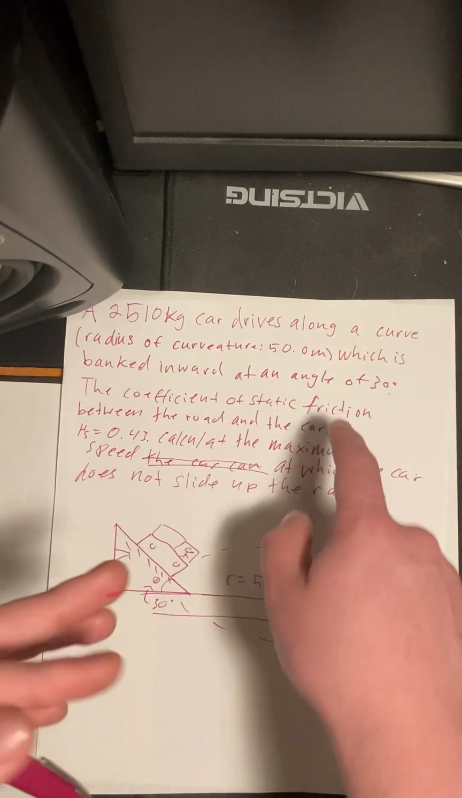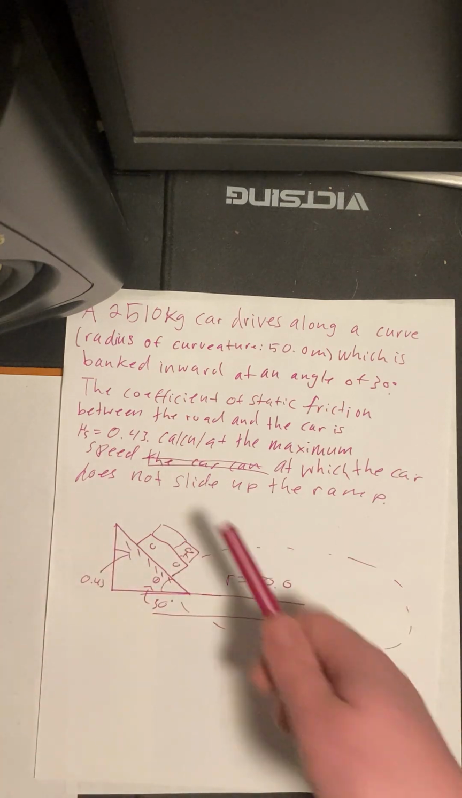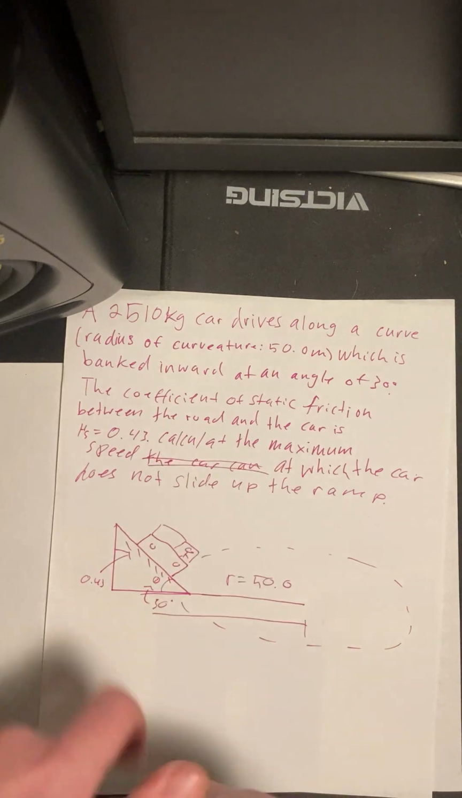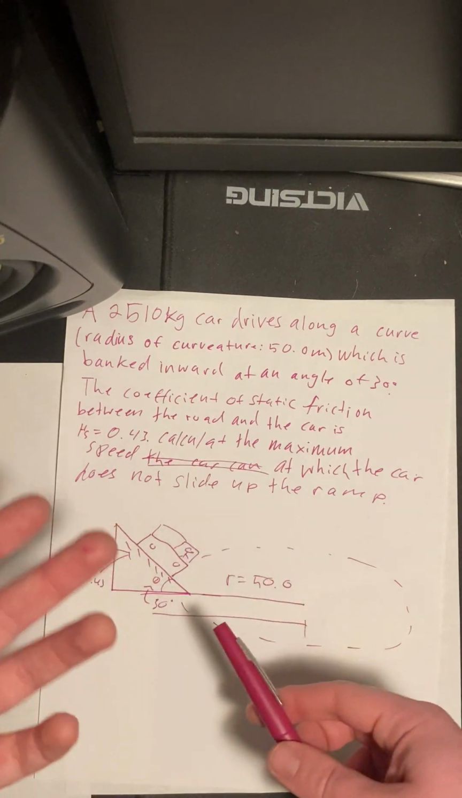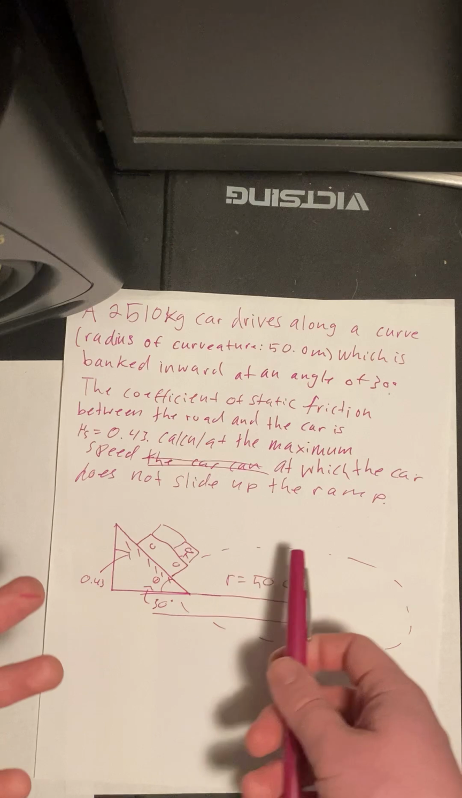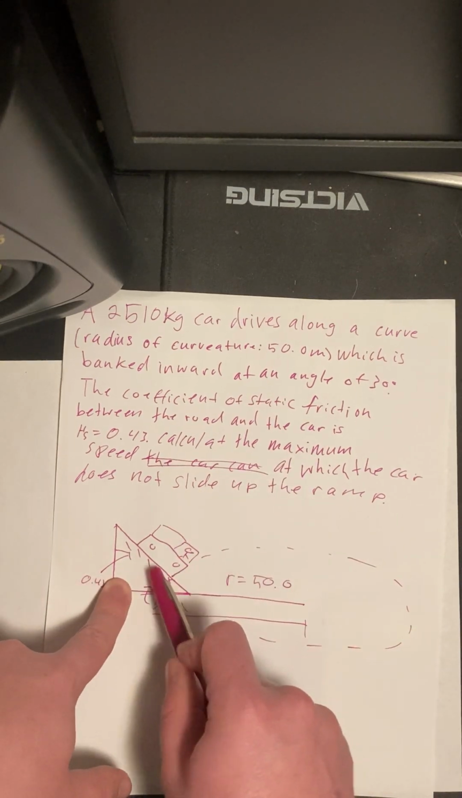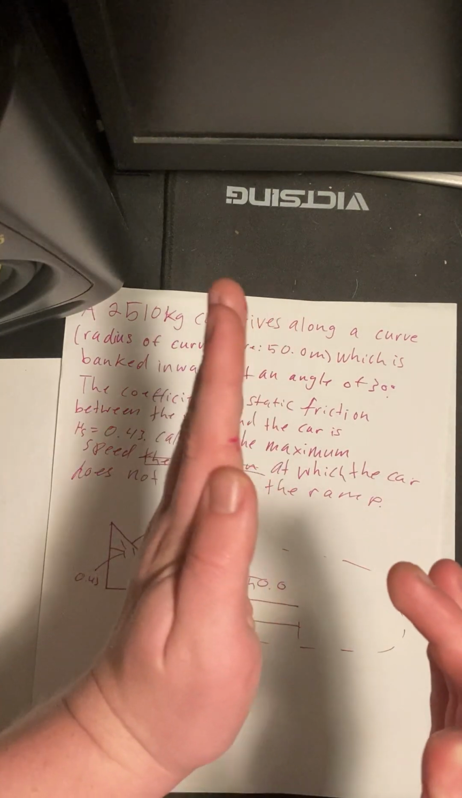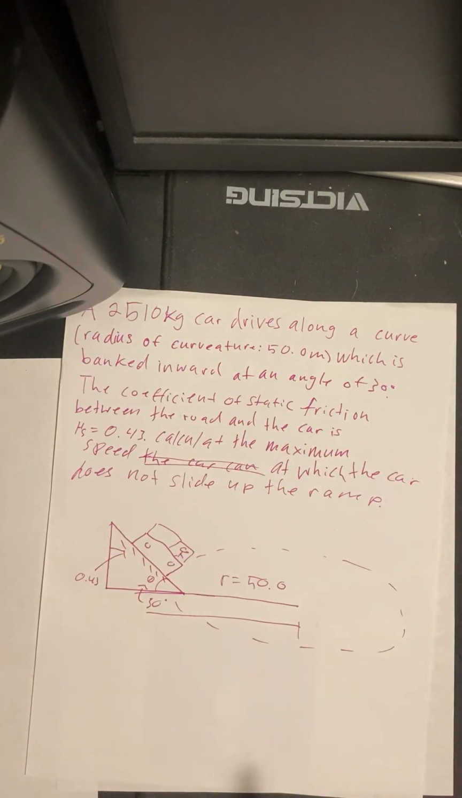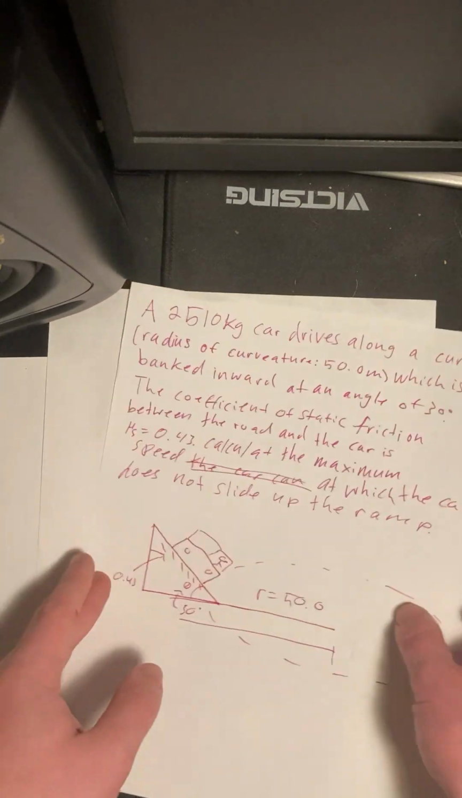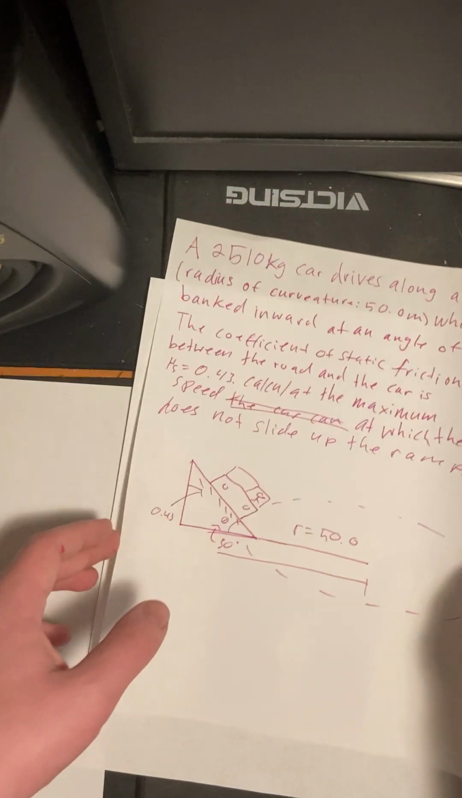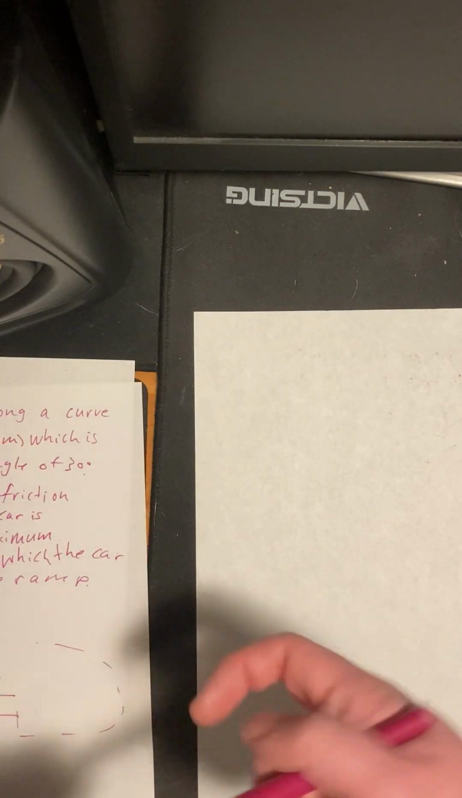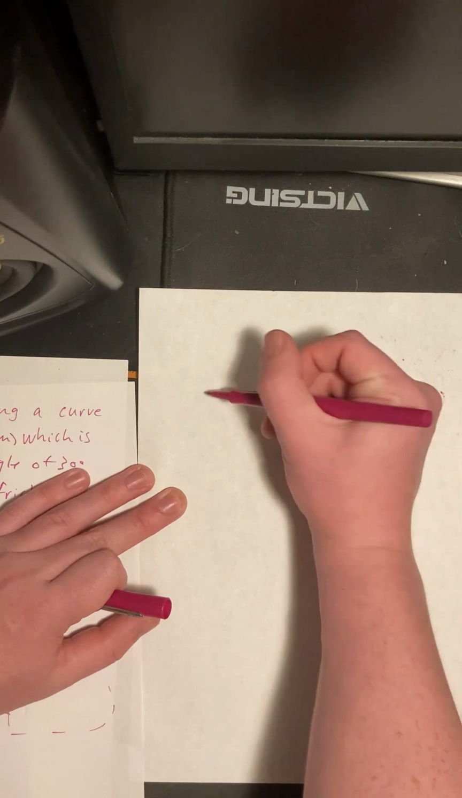So we've got a car driving along a curve at a speed and with a radius, and the track is banked inwards. What we're trying to find is the speed of this car, the velocity, how quickly this car can go around this track without going up this ramp. So we want it to stay in the same place in the y direction. But in order to figure that out, we have to look at some of the forces acting upon this. Let me draw us a diagram real quick.